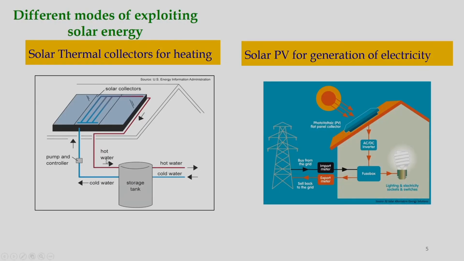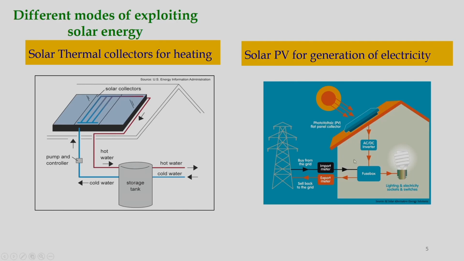Now, this slide shows a solar thermal collector for heating. In order to generate heat energy, we need thermal collectors where solar radiation falls, and this solar radiation is converted to heat energy. That heat energy can be stored and used as per the requirement.